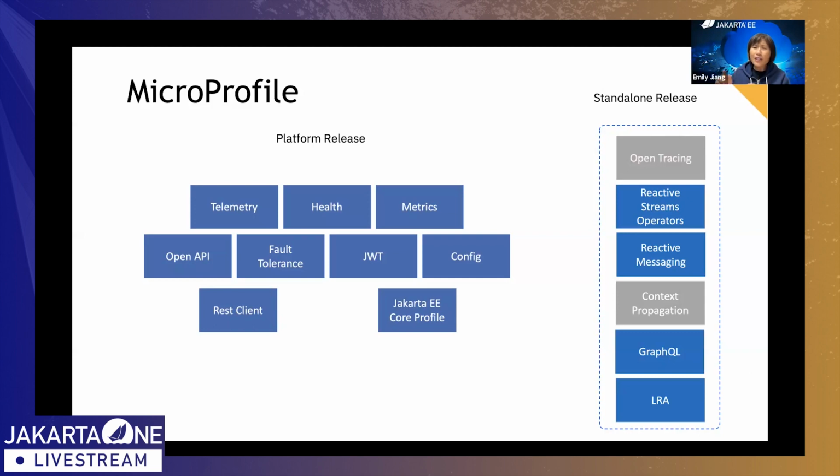For these, take OpenTracing: as you know, OpenTracing and OpenCensus merged together to become OpenTelemetry. So OpenTracing is basically stabilized, and with that, we are not going to continue with MicroProfile OpenTracing. Again, for Context Propagation, a major piece of functionality has moved to Jakarta Concurrency.